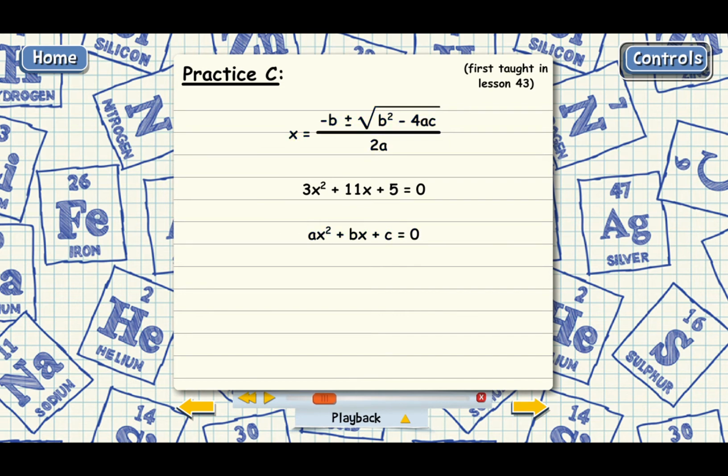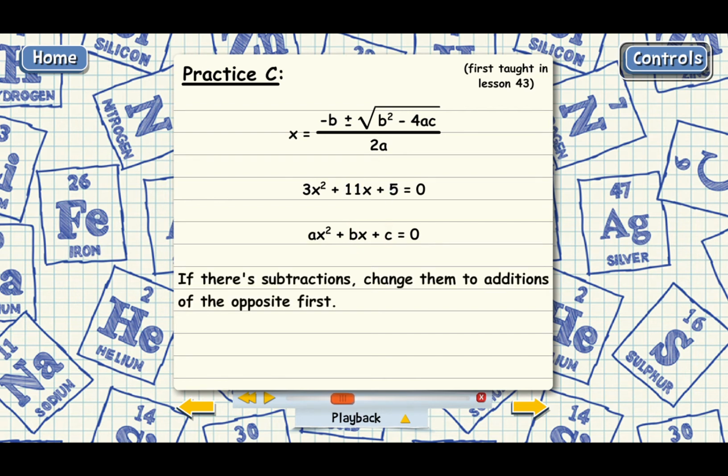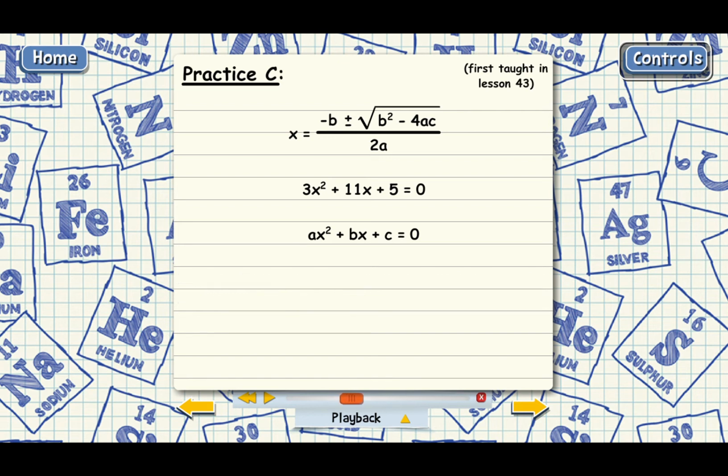And then what we do is figure out what's in the A position, the B position, and the C position in our equation. A is 3, B is 11, and C is 5. And if either of these had been subtractions, then we would have wanted to change those to additions of the opposite first, just so we can see what those coefficients are. But we don't have to do that here.